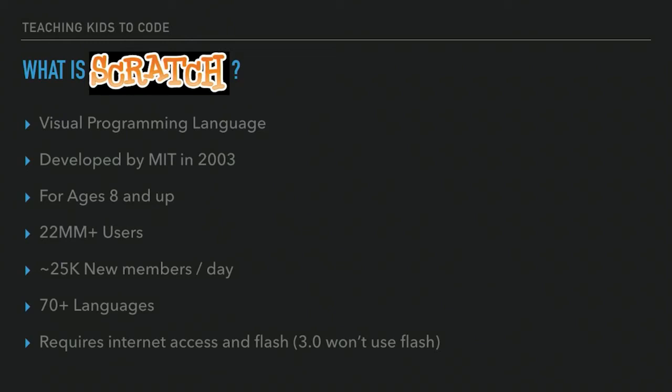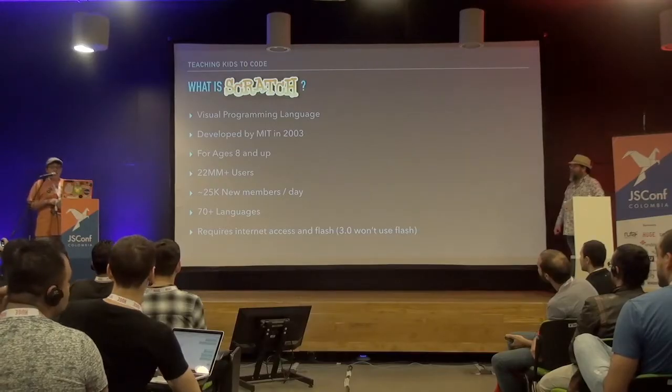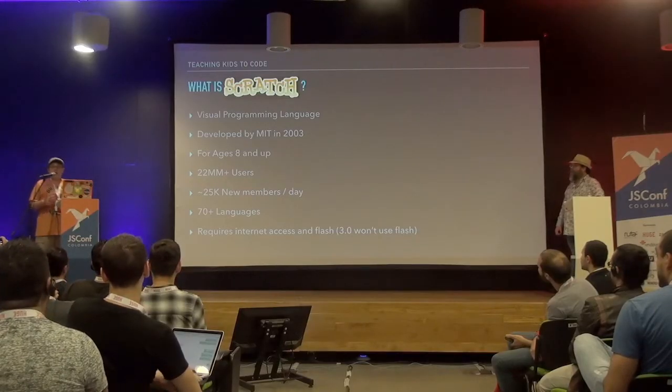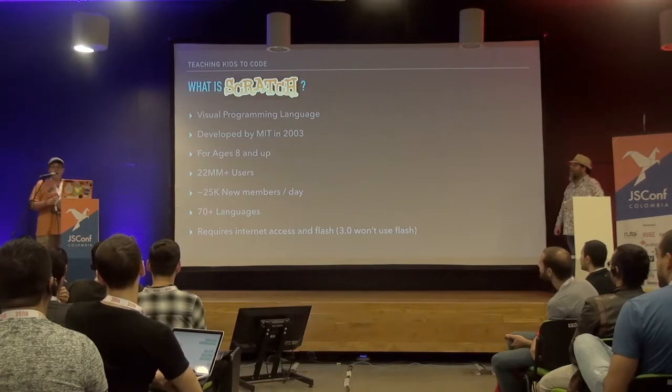When did I start? 7 or 8? Somewhere around there. And it was perfect for my age. Right now, there's over 22 million users, and it's perfect because they have a community that makes and shares projects and remixes them and make them either better or worse. Either works. And there's roughly about 25,000 new members per day. That's a lot of people.